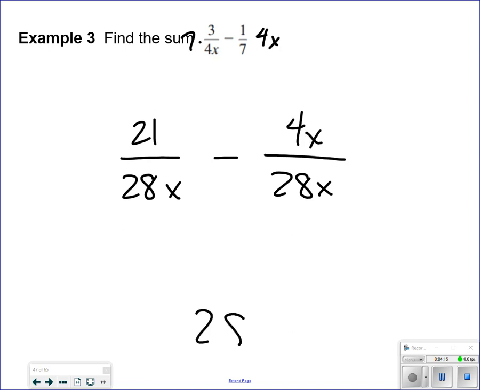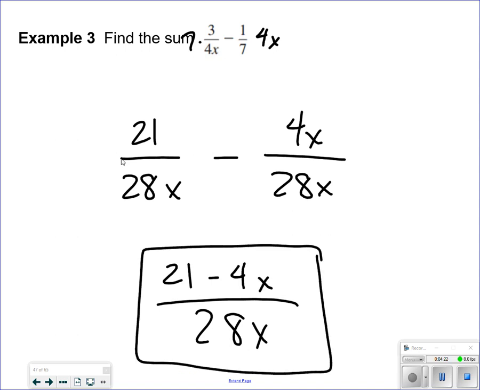Once you have the common denominator, that's the denominator in your answer, and now it's just about adding and subtracting like terms. Since the 21 and the 4x can't be combined because they're not like terms, that's the answer.